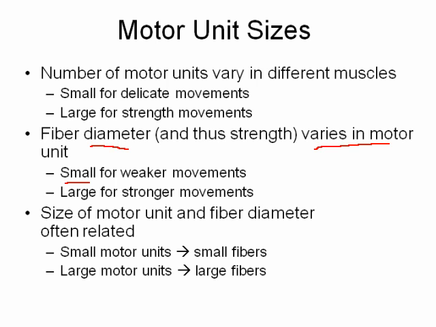Fiber diameter, we've talked about already, varies with motor unit. So the diameter is small for the weaker movements. Small motor units generally have small diameter motor fibers. Large motor units generally have large diameter motor fibers because they're necessary for stronger movements. So the size of the motor unit and the fiber diameter are often related. Small motor units innervate small fibers. Large motor units innervate large fibers.